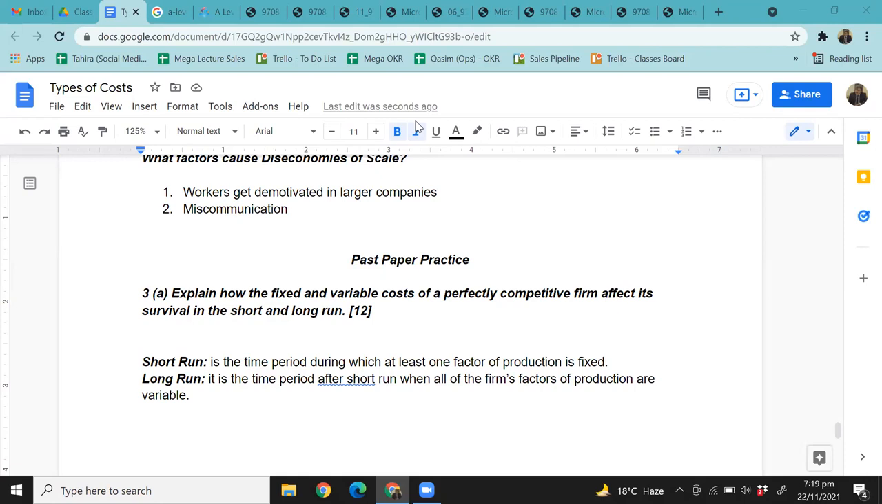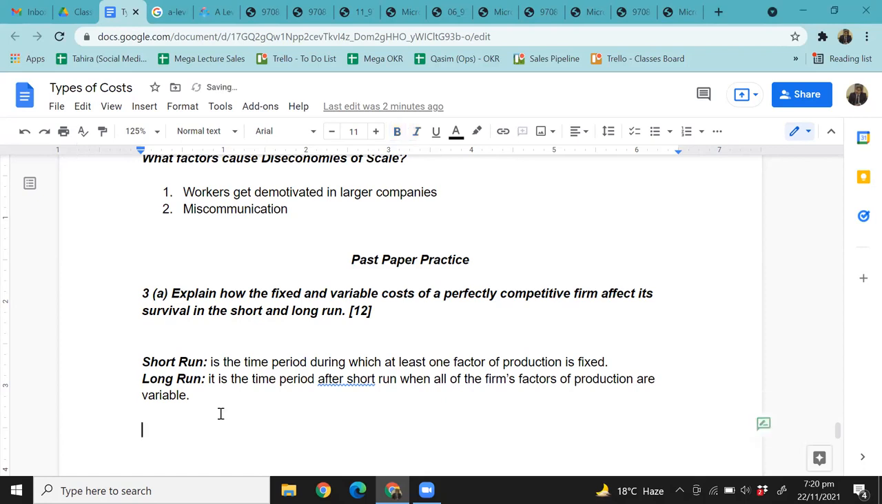So the question is talking about: explain how the fixed and variable cost of a perfectly competitive firm affects its survival in the short and the long run. Okay, in short run, we have just explained that it is the time period during which at least one factor of production is fixed, right, which is usually the capital. And long run is the time period after that when all of the factors of production are variable, right? Yes or no?